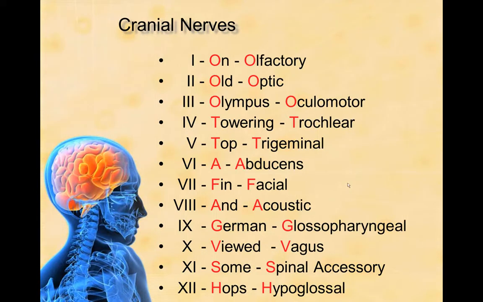Cranial nerve 6, or abducens, is responsible for one of the extraocular movements as well. So you can see that cranial nerve 3, 4, and 6 are all responsible for extraocular movements of the eye. Cranial nerve 8, acoustic, hearing.